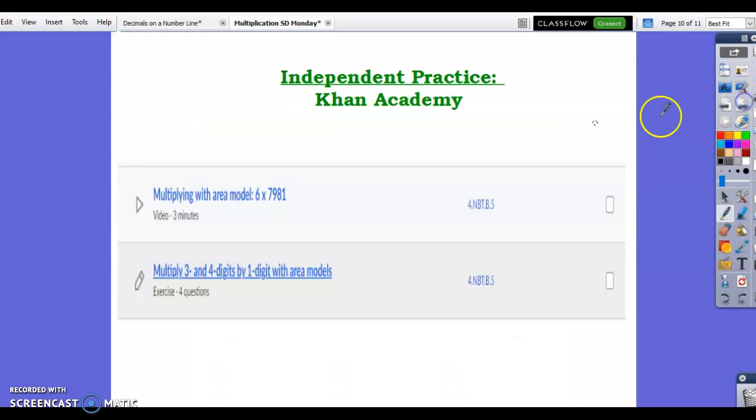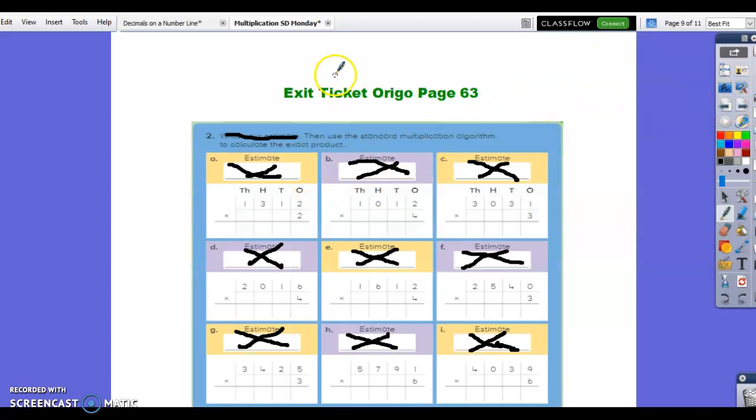And then your independent practice is going to be using the area models to multiply, which is a review. Again, you do have to know how to do the area models. There are just 4 questions with that. So it's 3 and 4 digit by 1 digit area models. There is a quick video and then 4 questions, and that is your independent practice. Before you get to the independent practice, though, make sure that you do your exit ticket or go page 63 and you've checked in with me to make sure that you've done it correctly.